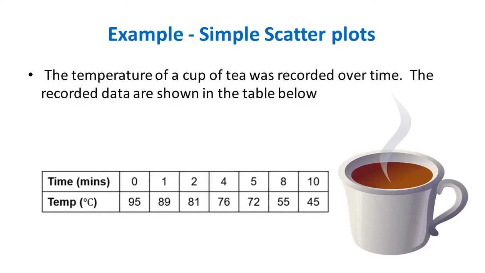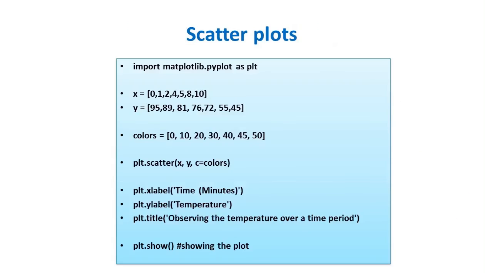Initially, the temperature of the tea is 95 degrees Celsius, and after 1 minute, its temperature was 89 degrees Celsius, and after 2 minutes, its temperature was 81 degrees Celsius, and so on. We shall use scatter plot to represent this data.